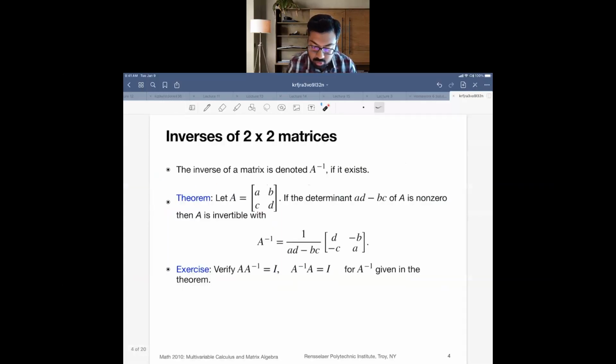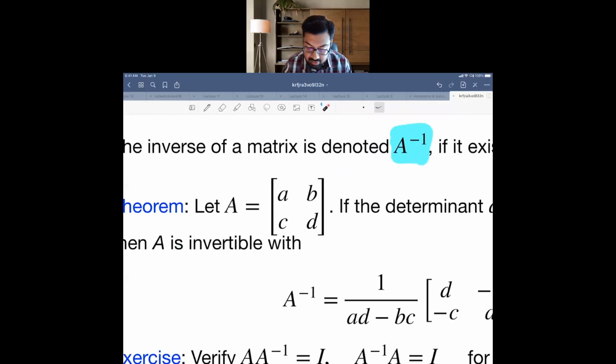Now let's take a look at 2 by 2 matrices. How do we find the inverse of that? I have denoted the inverse of a matrix by using a superscript of -1 for the matrix. I've already done this sort of manipulation, so let me just go through the theorem here. I'm assuming that my matrix A is 2 by 2.